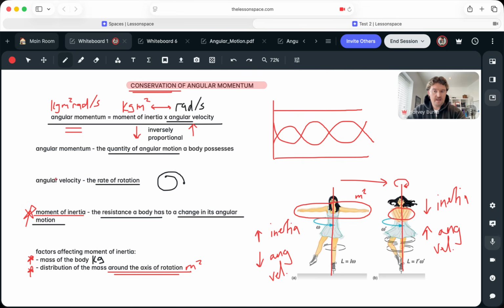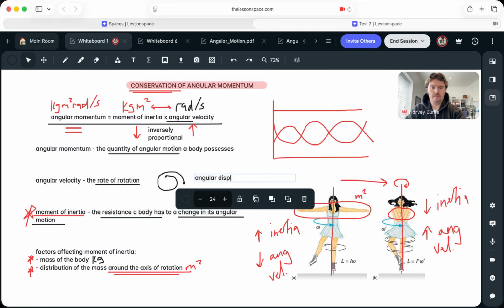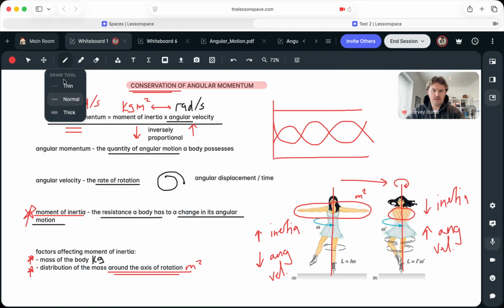In terms of working out angular velocity, it's the same as normal velocity. So you just do angular displacement divided by time. And the subtle difference between angular distance and angular displacement: angular distance would be the total change in angle, so the 360 plus the 90, whereas the angular displacement would be the smallest change in angle, so just the 90 degrees.